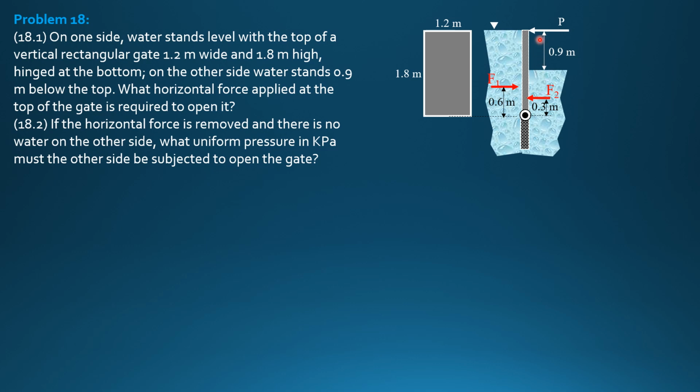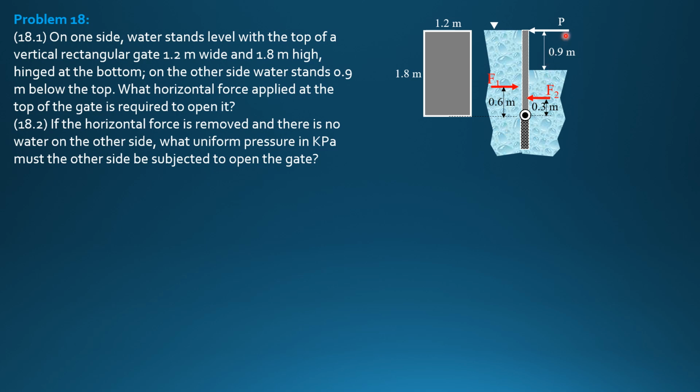Since on the other side, water stands 0.9 meter below the top, so that means this is also 0.9. So 2/3 of 0.9, 0.6, or 1/3 of 0.9, 0.3. So this is 0.3 meter from the hinge.